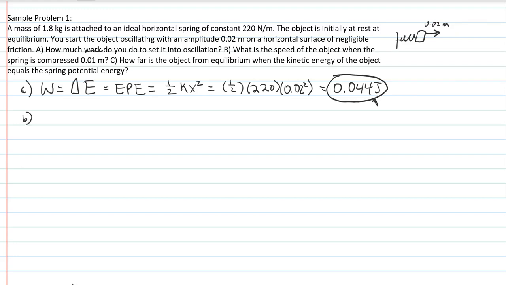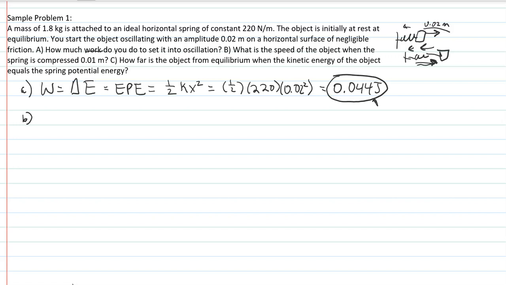For part B, what is the speed of the object when the spring is compressed 0.01 meter? Well, this thing is oscillating, so it's being stretched out and going back in and going in further and then going back out again. So at some point, it is going to be compressed 0.01 meter. So let's say that when it's stretched out to 0.02 meters, that's our initial scenario, and it'll go through equilibrium, it'll compress again. So our final scenario is when it's compressed to 0.01 meter.